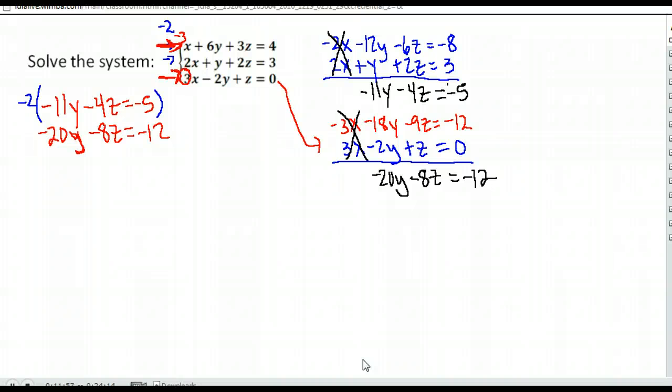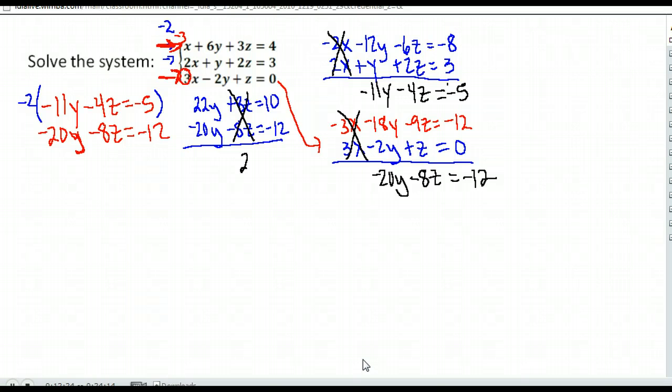Okay, I'm going to write the result right next to it here. That would give me a positive 22y plus 8z equals positive 10. I'm adding it to that second equation, negative 20y minus 8z equals negative 12. Just like we had planned out, the 8z and the negative 8z give us 0. For our y's, 22 and a negative 20 gives me a 2y. And for the constants over here on the right-hand side, 10 minus 12 gives me a negative 2.